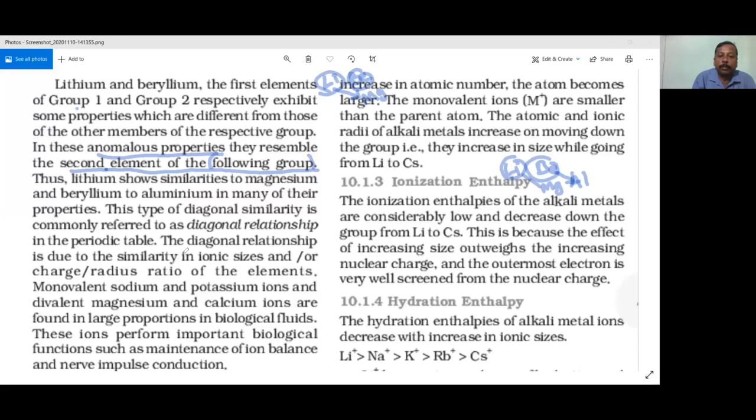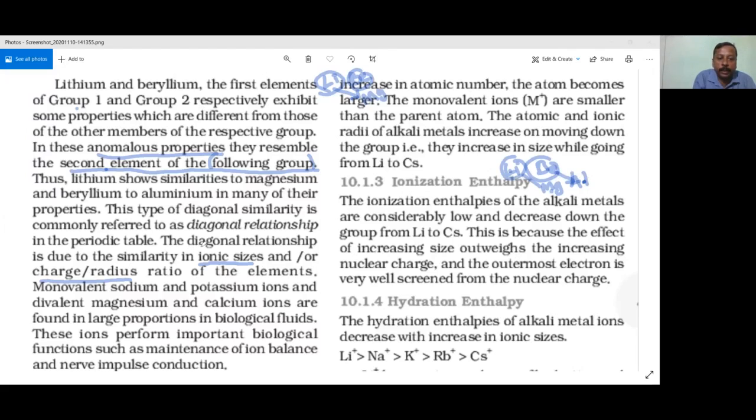Now the main problem is in the more than one correct questions. What they will ask: which of the following are responsible for diagonal relationship? Diagonal relationship is due to ionic size. The first reason is ionic size and the second one is charge to radius ratio. Both of them are the same. Lithium ionic size is similar to magnesium 2 plus size. Beryllium 2 plus size is similar to aluminium 3 plus size.